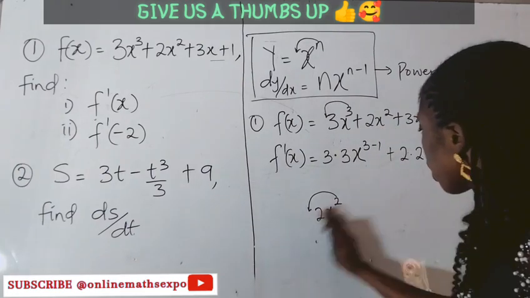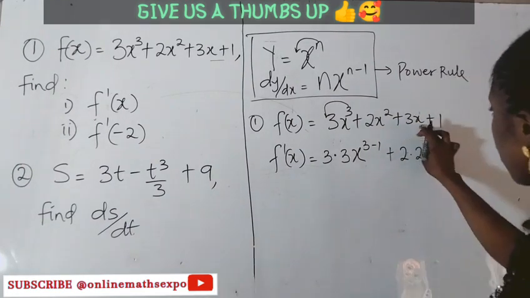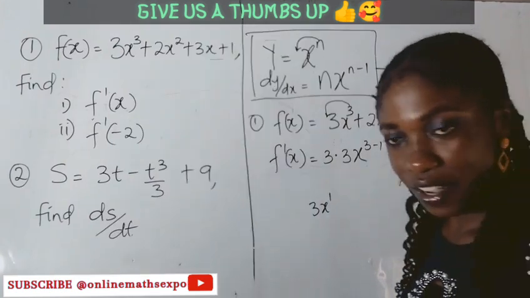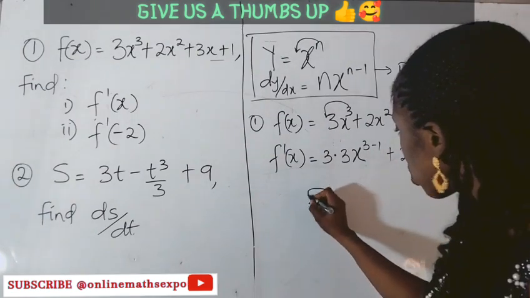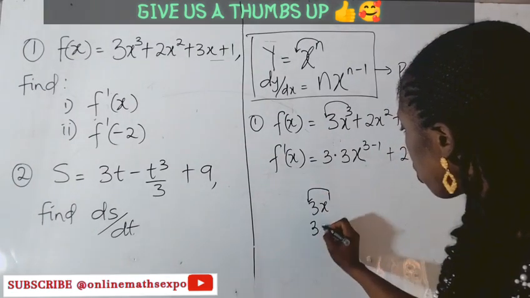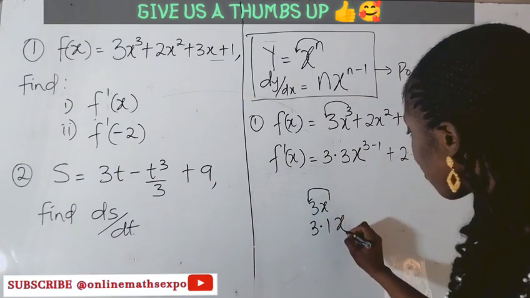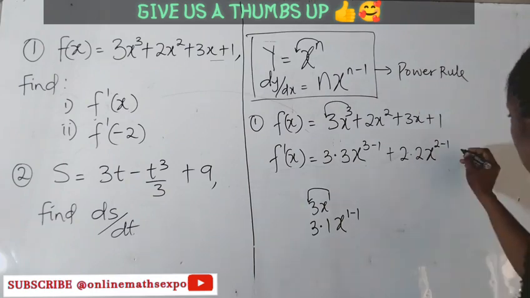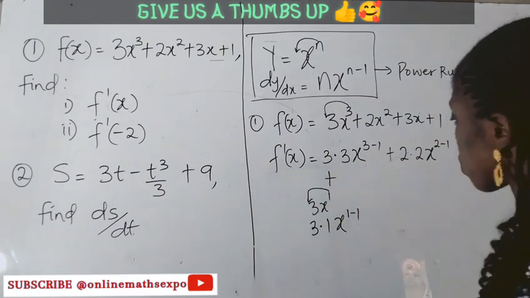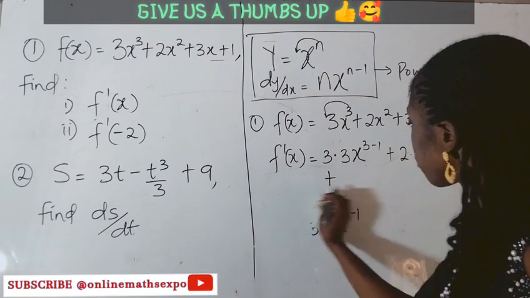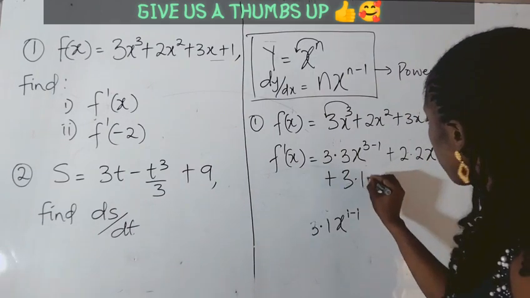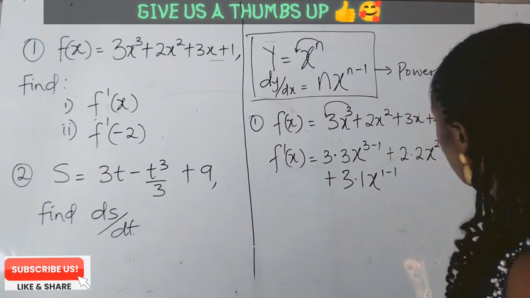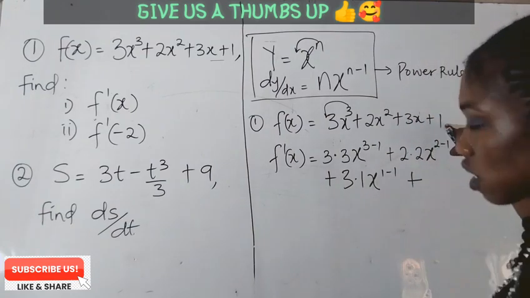Okay, now what other information do we have? For 3x, it is the same as 3x to the power of 1. Okay, so we are going to use 1 to multiply. So we have 3, we multiply 1, then we have x. Then this will be 1, you subtract 1. Okay, so that's going to give us plus, we are going to have 3 multiplied 1, x to the power of 1 minus 1. Okay, so we are going to have plus, then this is 1.